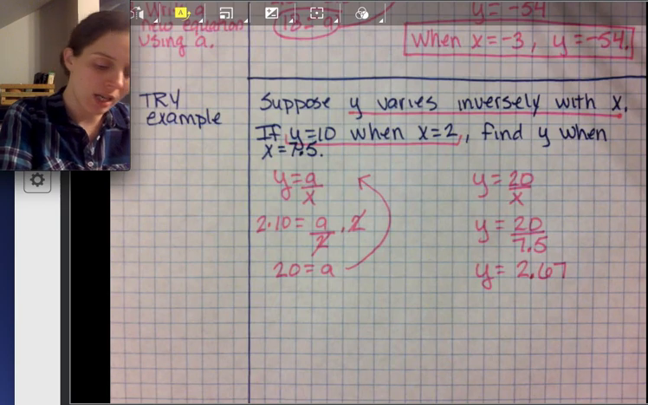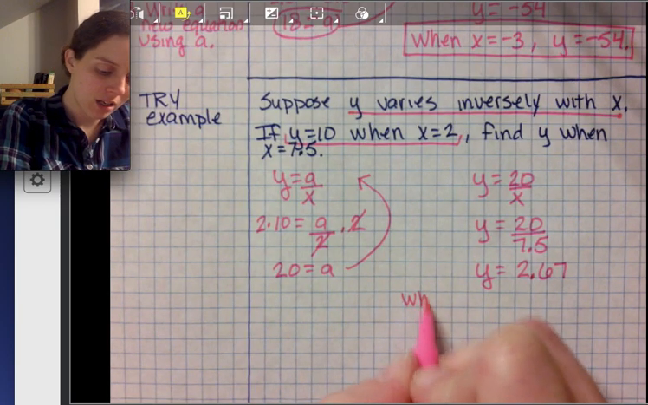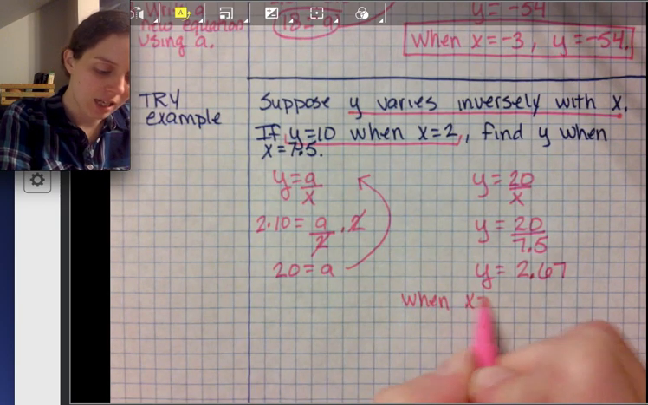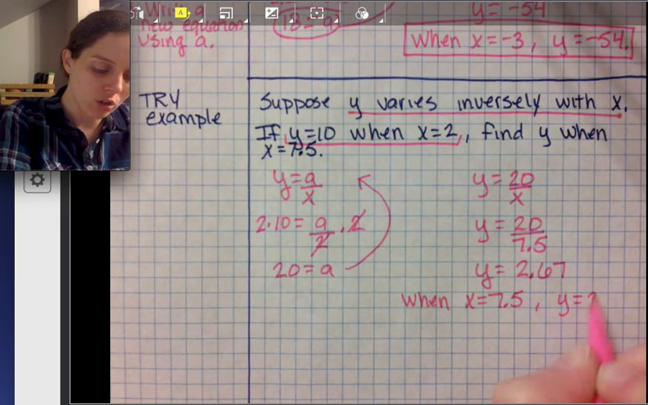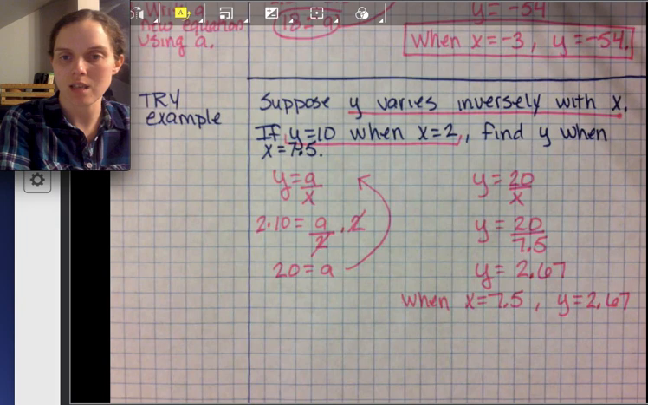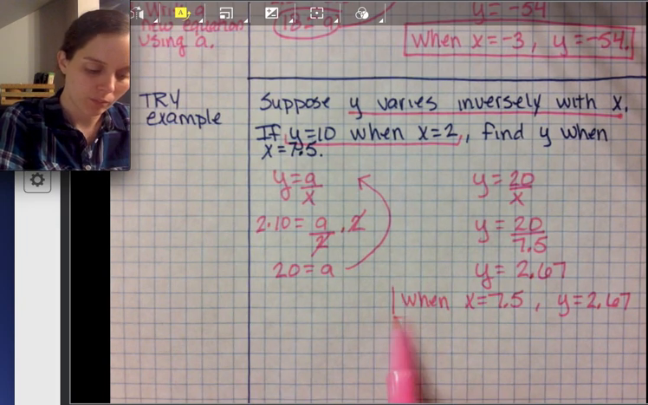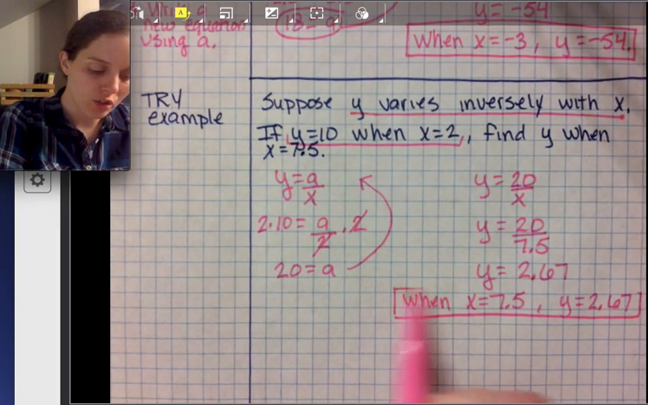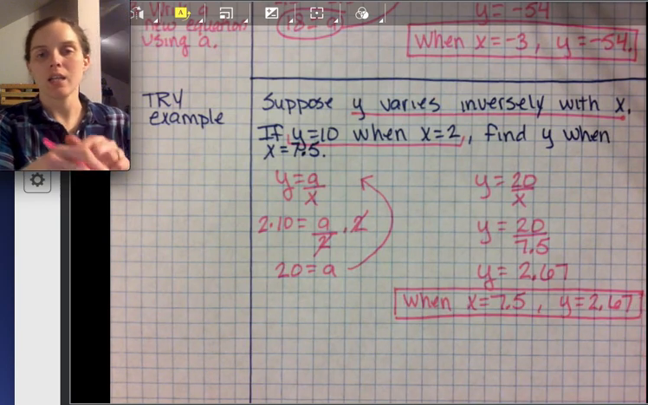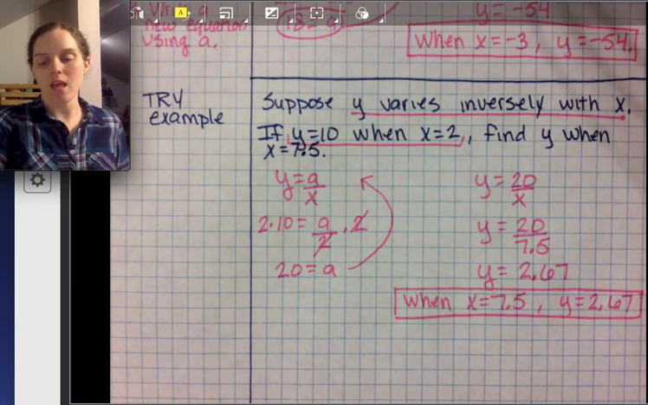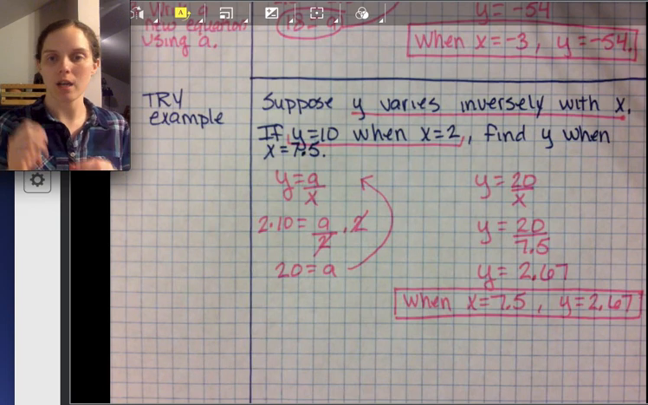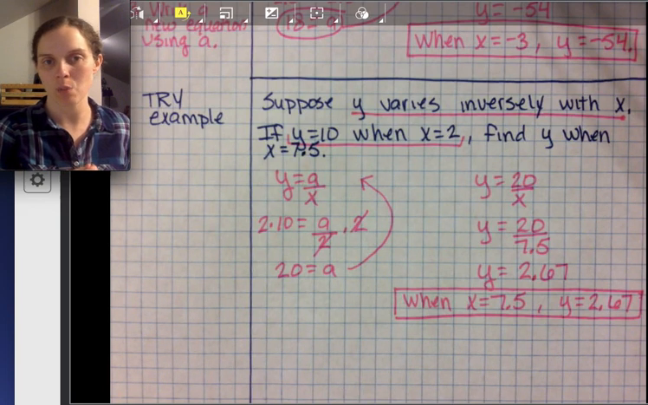So again, when x equals 7.5, y equals 2.67. So translate what they give you into words, put in the x and the y, solve for a, and then use that to write a new equation to solve that last part.